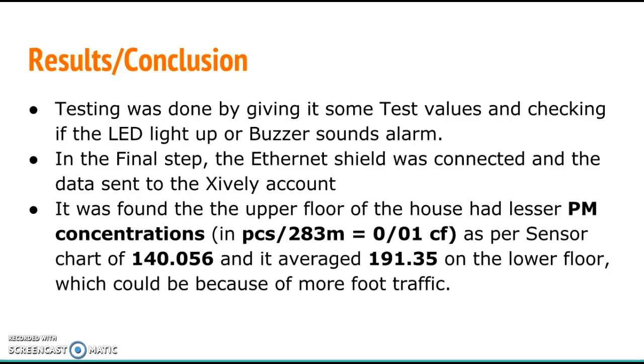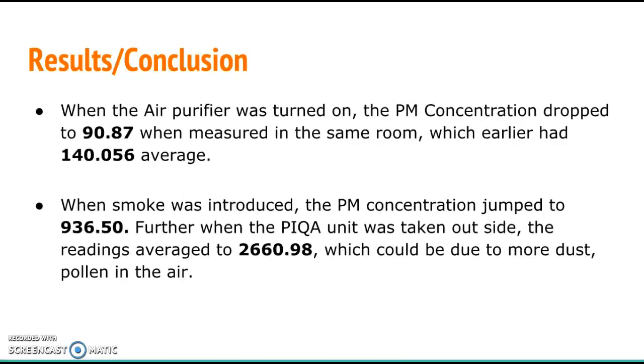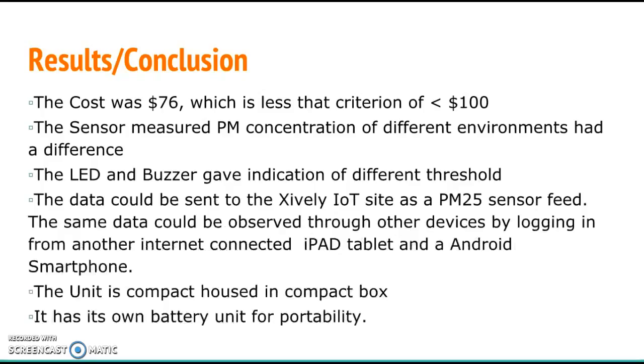And those are just some readings, and my average of 191.35 units of PM detection. And as you can see, I have the highest reading of 2660 units, and that is from the lower floor reading, which is probably due to increased foot traffic in the lower floor. And so those are just my average readings.